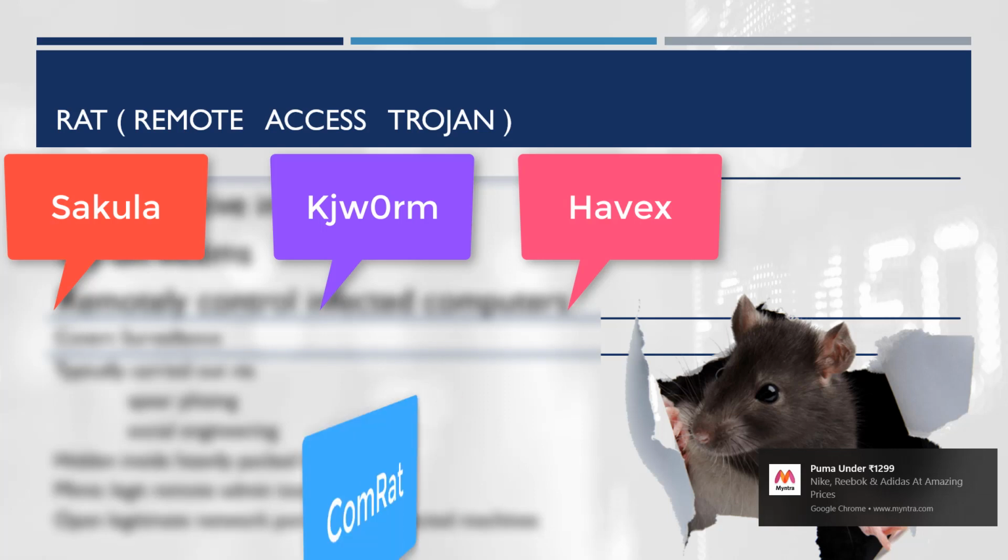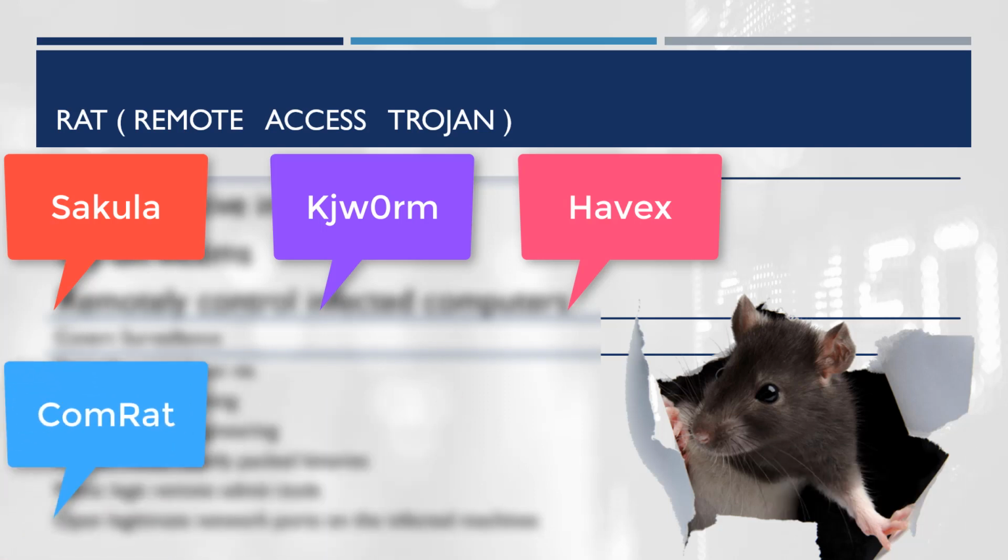A RAT called Comet is one of the most notorious and well-known RATs. It is believed to be developed by the Russian government to target the ICS networks in Europe. Dark Comet is another RAT which provides comprehensive administrative capabilities over the infected machine. In 2011, it infected thousands of computers without being detected.